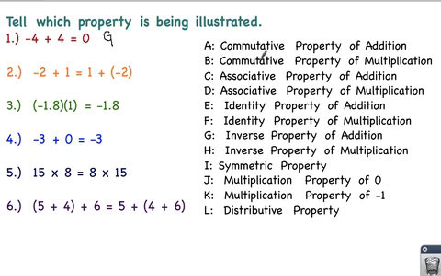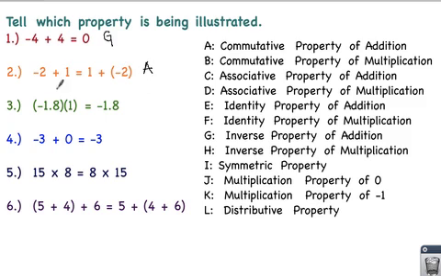Number 2. Negative 2 plus 1 equals 1 plus negative 2. Here, the numbers are moving, or commuting. Since I'm adding them, this would be the commutative property of addition, A.